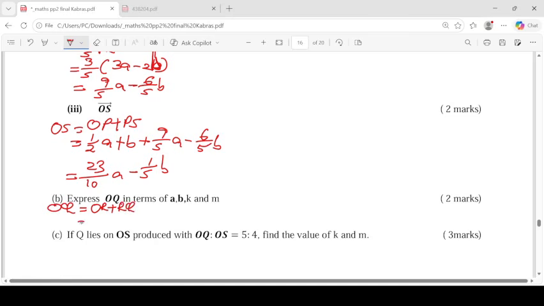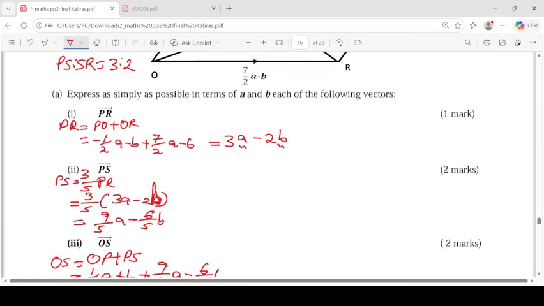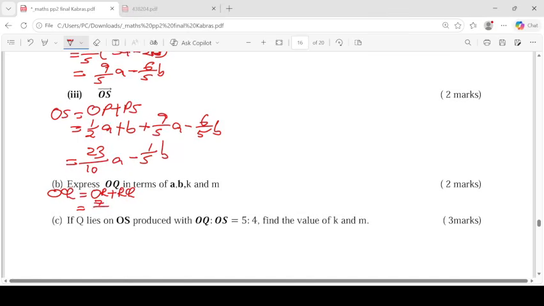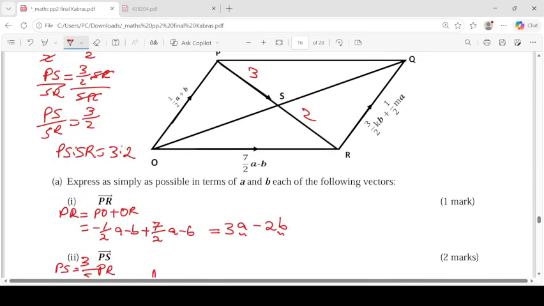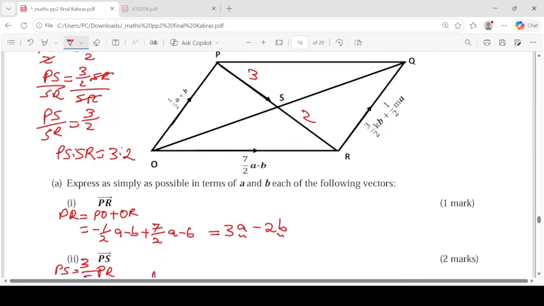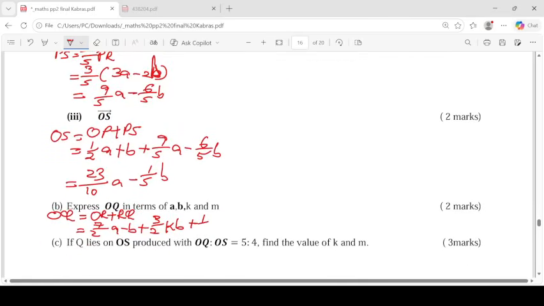But what is OR, ladies and gentlemen? From our diagram, OR is 7 over 2A minus B, plus RQ, which is 3 over 2 KB plus a half MA.